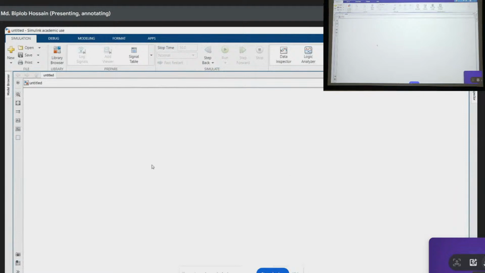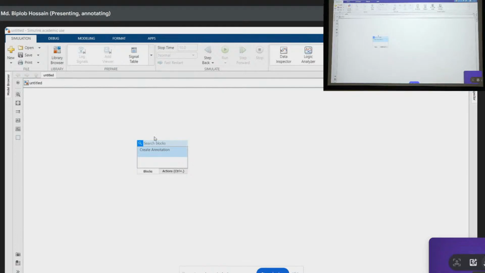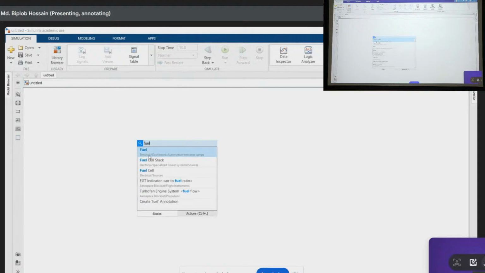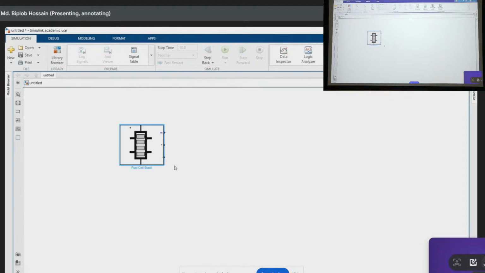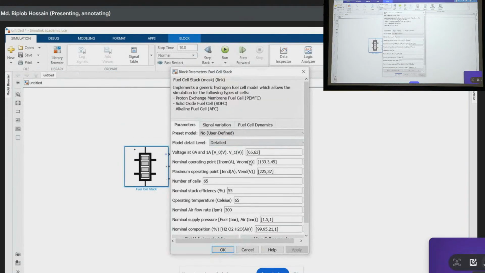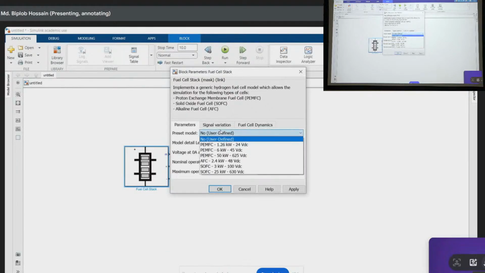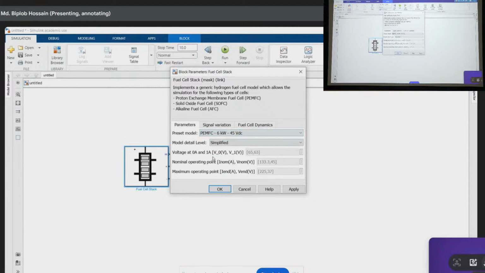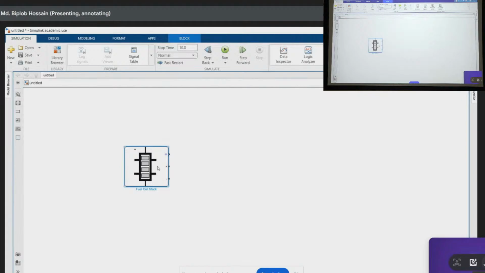On this interface, if you double click with the right cursor of your mouse, a pop-up will show. Type fuel cell stack here, and we can take a fuel cell stack like this. After double clicking on this block, we select the simplified model, and this is 6 kilowatt, for example. This one we are going to take. Click OK.